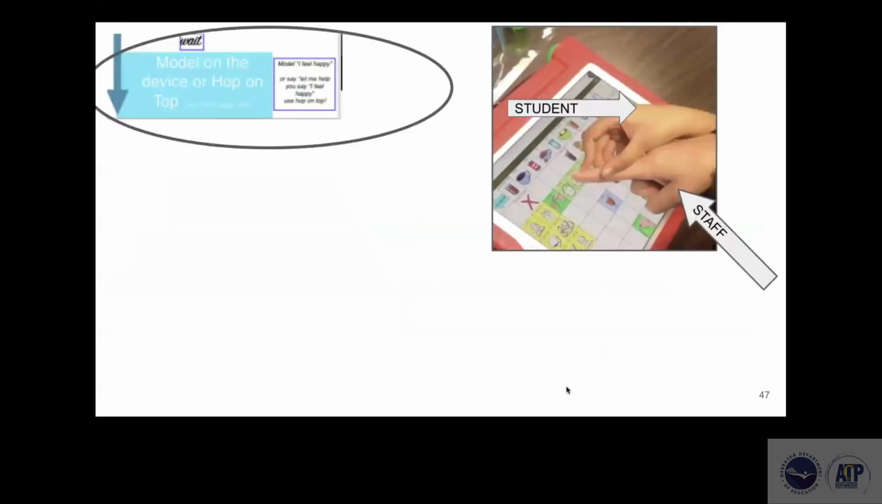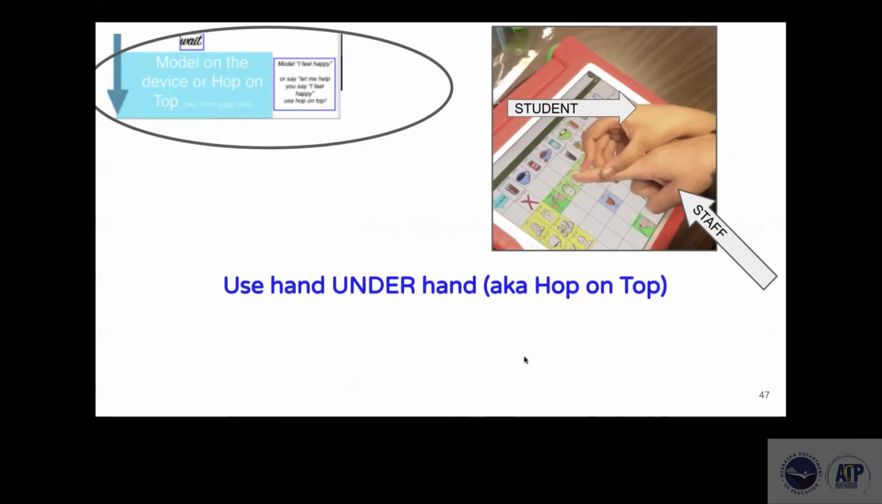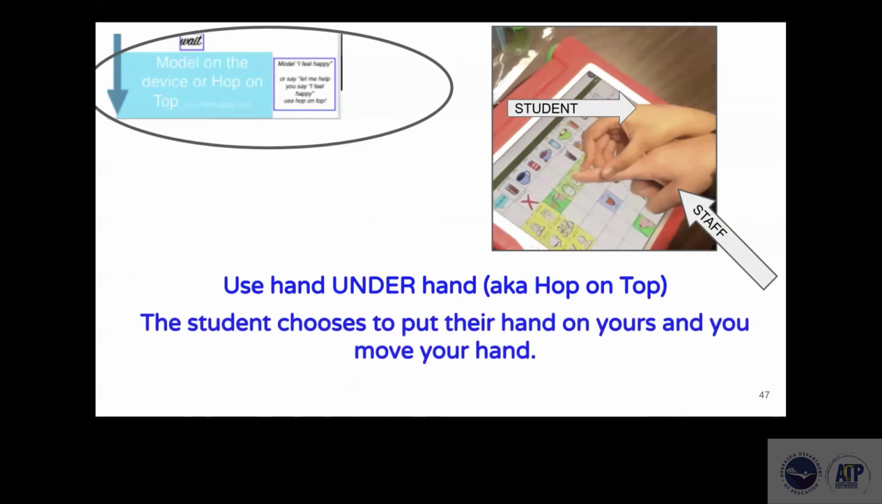And here's an example. So in this picture, you can see the staff member's hand. They're the pointer on the bottom, and the student grabs their finger and follows along. It really is a nice way for the student to visually gain attention towards the device, as well as, again, getting that motor hand piece down. So use hand under hand or hop on top.